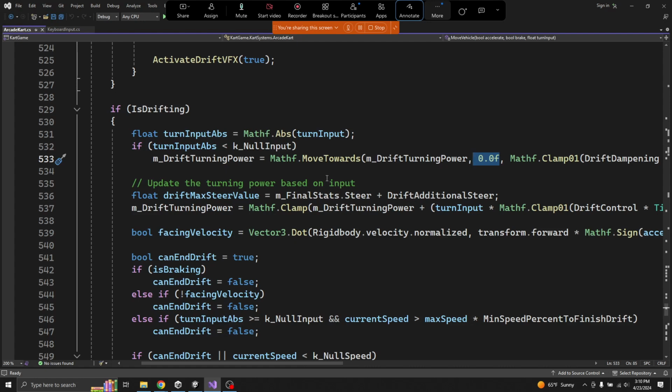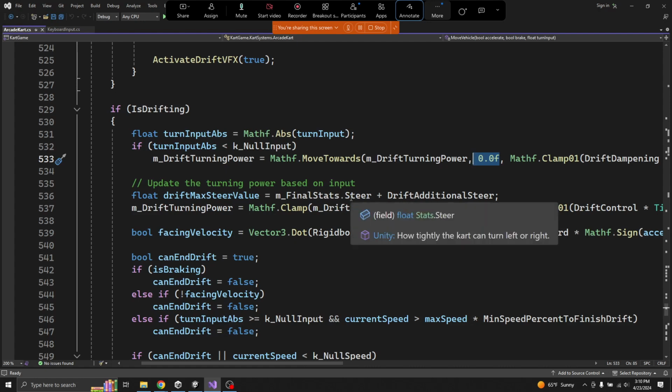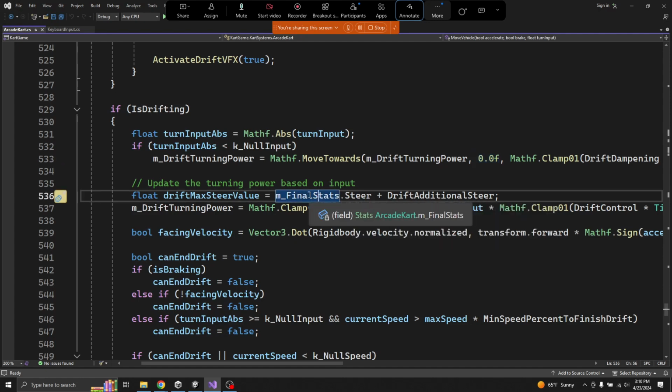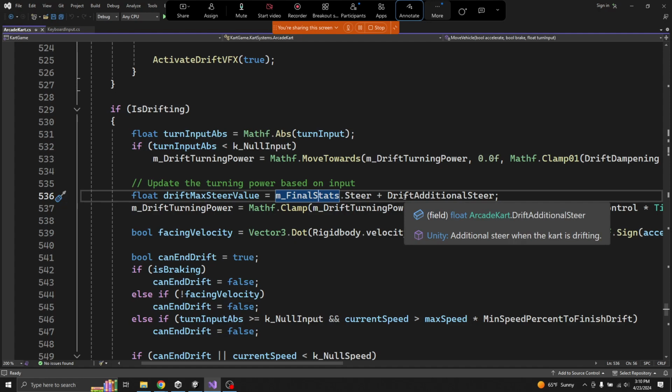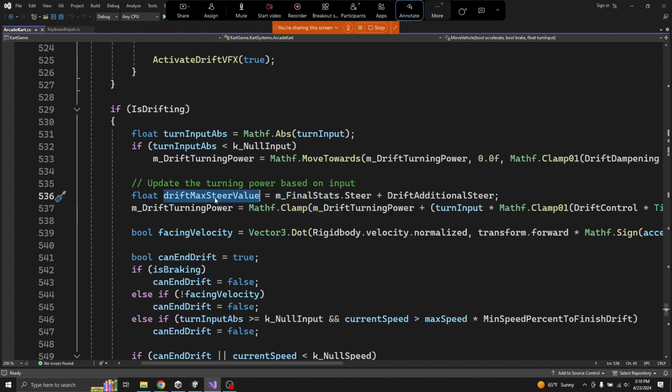Update the turning power based on input. Okay, so take our steering factor, our field. There's a float. It's coming from our final stats. Remember, that's the struct at the top that lists out all of our main statistics. Add that steering factor into a drift. So for drifting, there's an additional steering number. So now we have our steering plus our additional steering if we're in a drift, and that gets put into here.